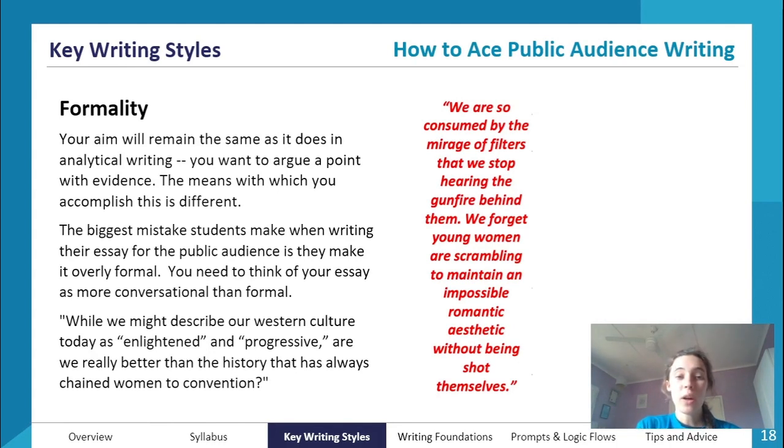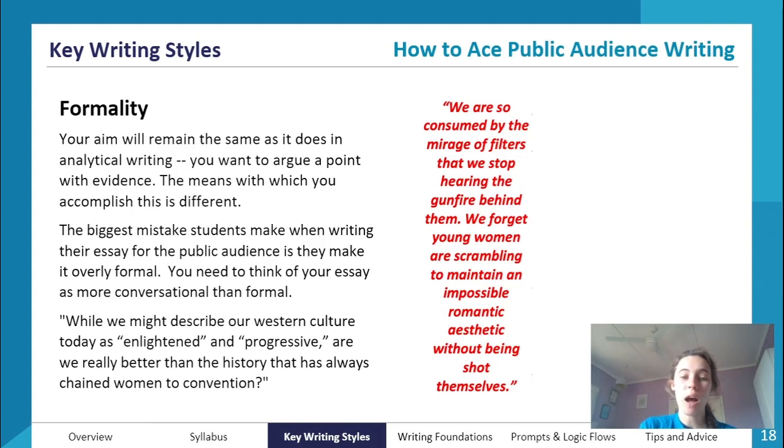Your aim is going to be the same as it is in analytical writing. You want to argue your point, but the means that you accomplish it is different. So as I said, it's about the tone that you take. You want it more conversational than formal.